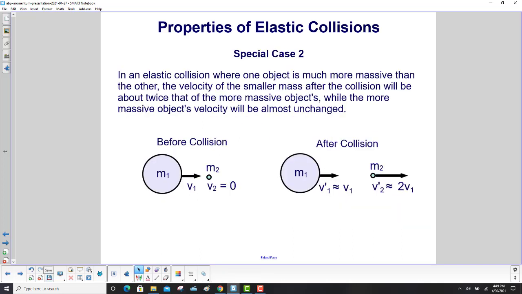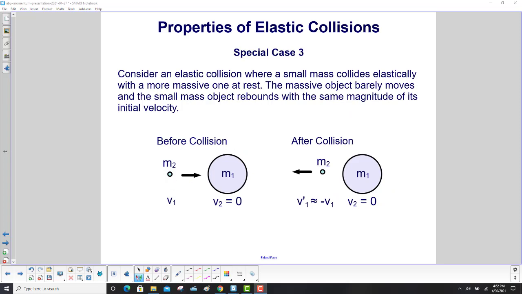In an elastic collision where one object is much more massive than the other, the velocity of the smaller mass after the collision will be about twice that of the more massive object, while the more massive object's velocity will be almost unchanged. So here's a very massive object, m1. Here's a small mass object, m2, at rest. m1 is approaching m2 at v1. After the collision, m1 barely slows down. Of course it slows down a little bit to have momentum conserved, but we're going to assume it's pretty close to the same velocity. Then the really light mass takes off at twice the initial velocity of the large mass.